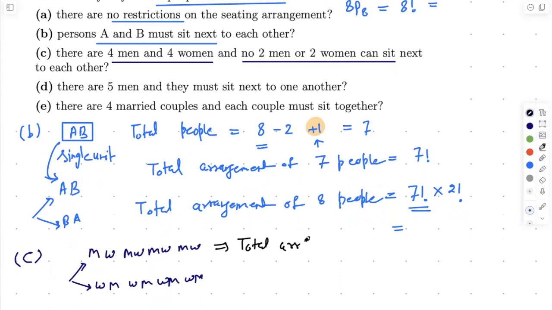Total arrangement for the first type is going to be 4 factorial multiplied by 4 factorial. Why? There are 4 places for men. They can rearrange themselves. So how many ways can they rearrange? It is 4 factorial. Similarly, there are 4 women, so they can rearrange their positions. How many ways can they rearrange? It is going to be 4 factorial.